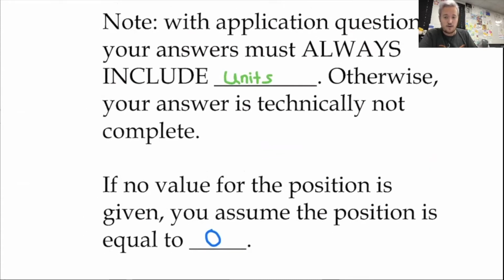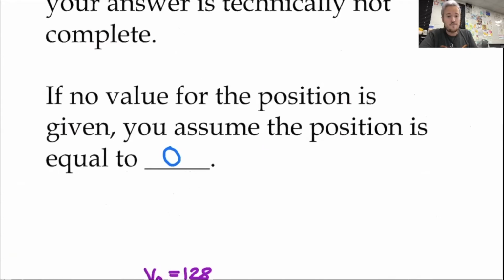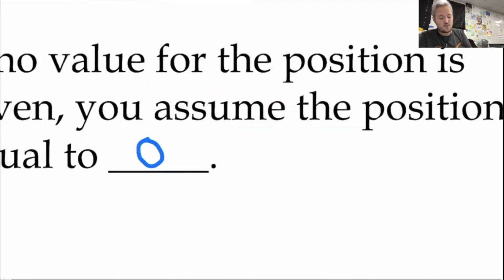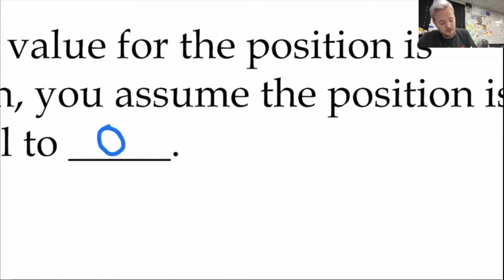All right, so just a couple little ground rules about projectile motion. Because we are talking about application questions here, you have to include units. If you're not including units, your answer is not complete. It's like saying, all right, well, it's going at 5. 5 what? 5 miles an hour, 5 kilometers an hour, 5 meters an hour. You have to include units to be more specific about your answer. And then this is just a general rule of thumb. If no value for the position is given, you assume the position is equal to 0. What that means is it's starting on the ground.